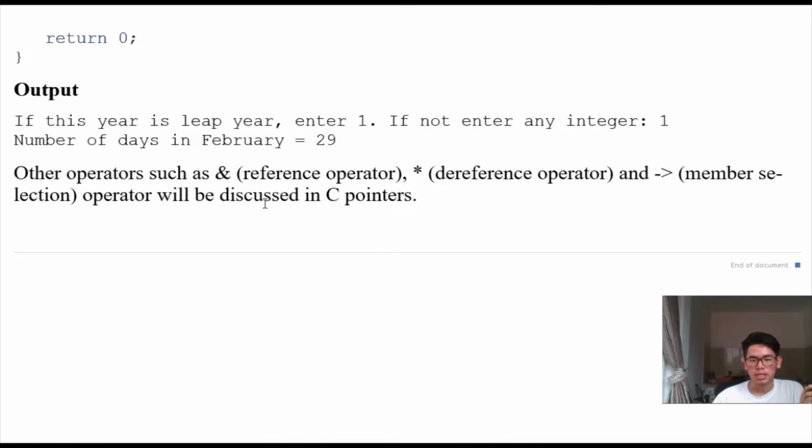Yeah, and that is just as what I had explained earlier. Other operators such as the ampersand, which is the reference operator, and the asterisk, which is the dereference operator, and also the minus and right angle bracket, the member selection operator, will be discussed in C pointers, and I will go deeper into it because it's related to pointers.